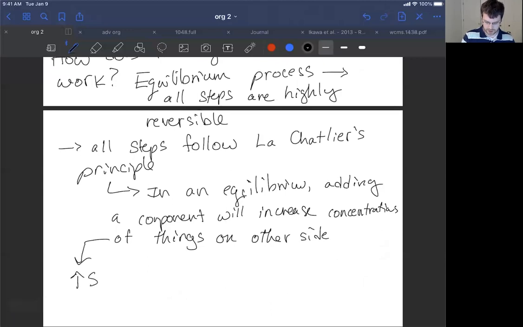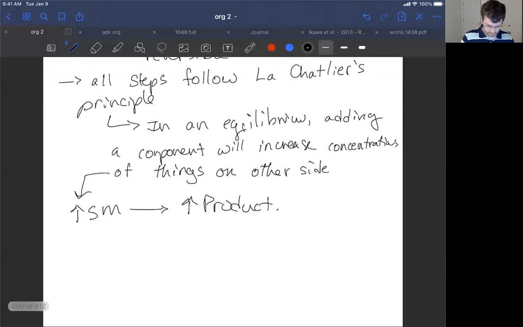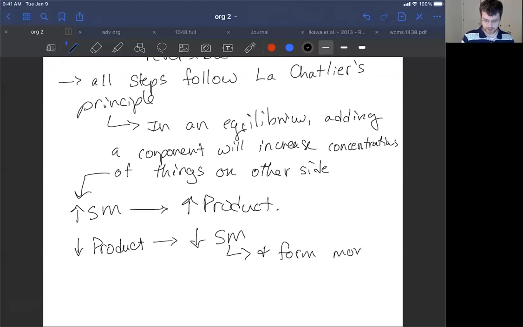If we increase the starting material, Le Chatelier's principle says we have to increase the product because an equilibrium has to exist. So if we wanted to increase the amount of product that was formed, we could just continuously dump in starting materials, and that would drive the equilibrium over to the right to increase the concentration of products. Now, similarly, if we take away product, we will then increase the amount of starting material and actually form more product.